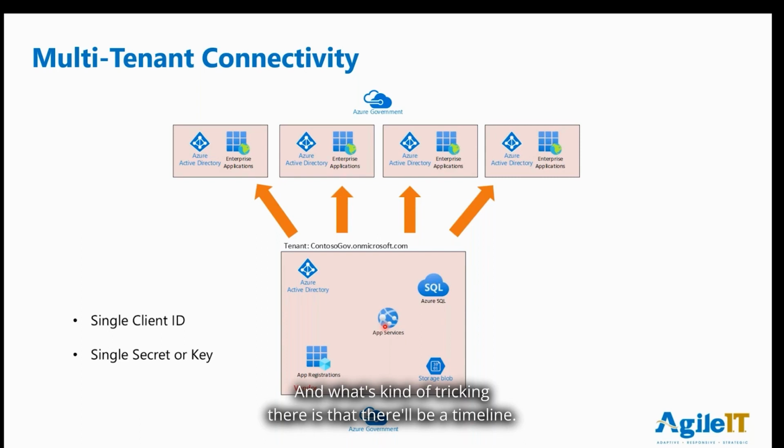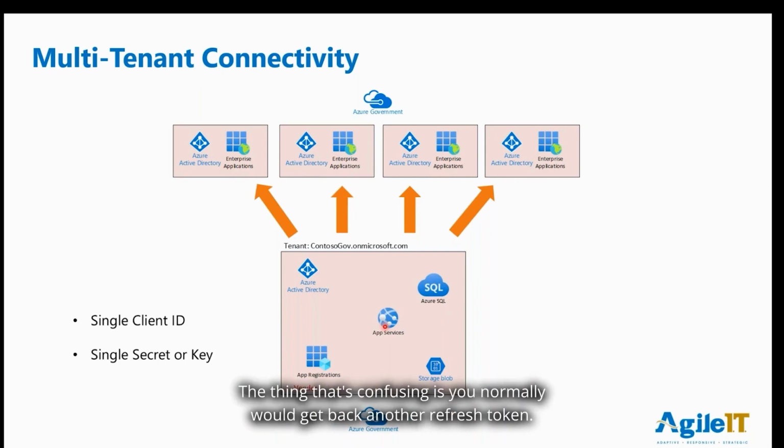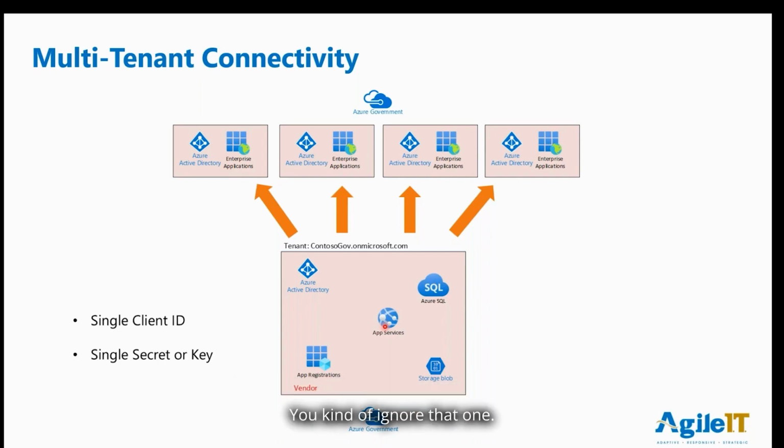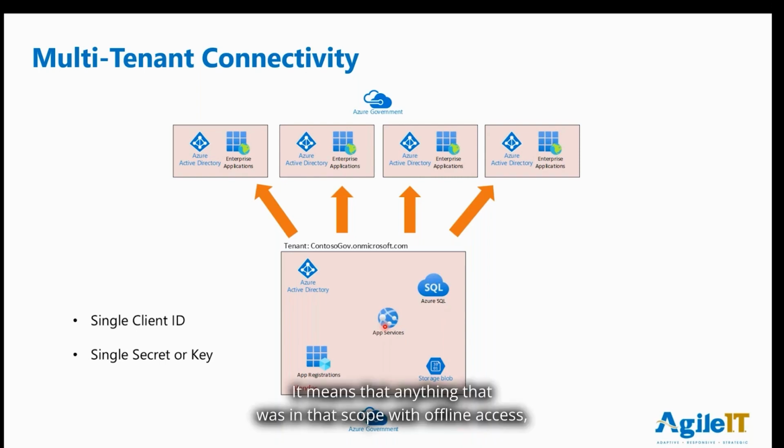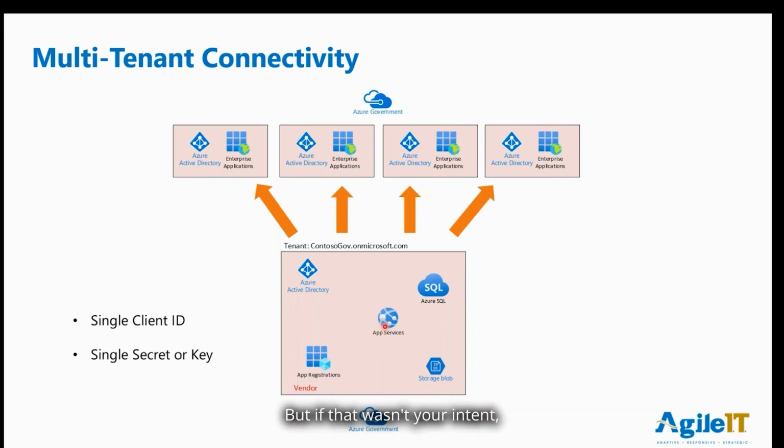And what's kind of tricky in there is that there'll be a timeline that'll say, oh, it's normally only good for 30 minutes. Except that refresh token, that original one that you get back, you can actually ask for another token with that same refresh token. The thing that's confusing is you normally would get back another refresh token. You kind of ignore that one. It's the original one that you get to keep asking for things. And this allows you, with that offline access, it means that anything that was in that scope with offline access, I can run in the background without any user having to log in. So it's good if you're going to do background processing, daemon work, things like that. But if that wasn't your intent, do not use that.